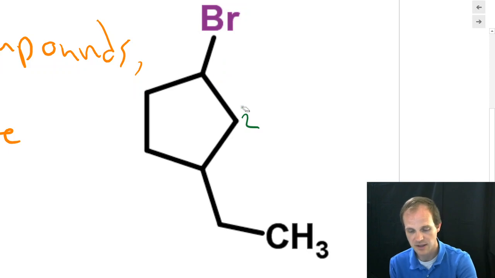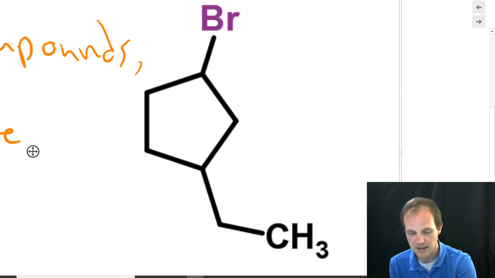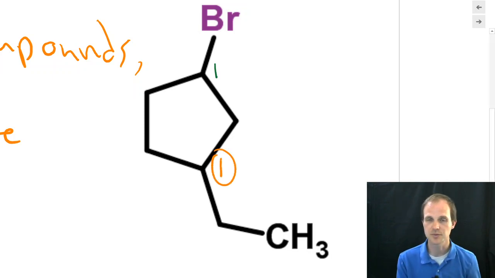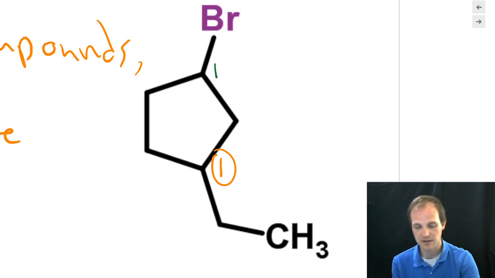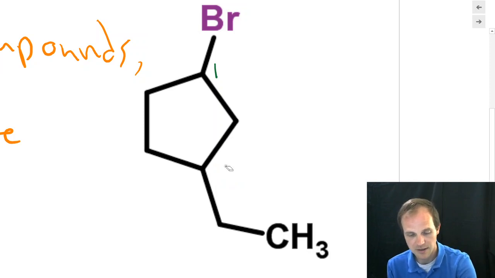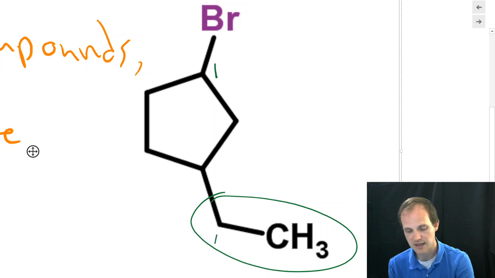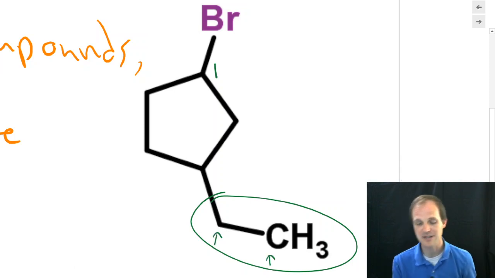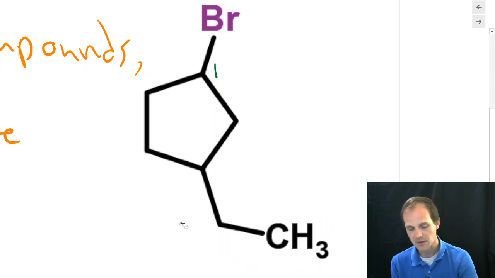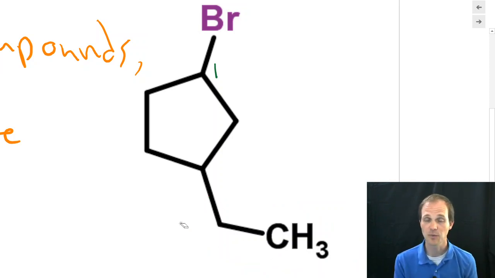But then the question becomes, do I put the 1 here on the bromine, or do I put the 1 here on this other group? And if you remember, anytime there's a tie in organic chemistry, we break it by doing alphabetical. And so I'm going to put a 1 on the bromine instead of on this guy down here. If you know this guy, there's 1 carbon here, 1 carbon here, so that's an ethyl group. B comes before E. All right, so now I know where the 1 goes.